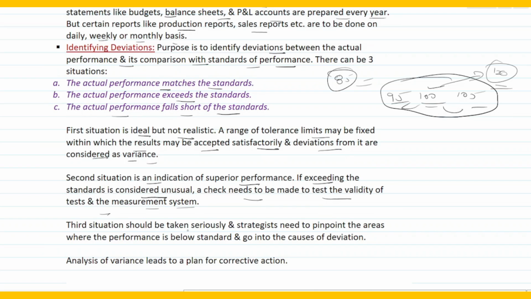Fine. Now, the third situation should be taken seriously, that is, your actual performance is short of the standards, and strategists need to pinpoint the areas where performance is below standard and go into the causes of deviation. So if it is way below the expectation, then obviously you need to look into the analysis part, and strategists need to determine as to why the performance is going way below the standard, and you have to take corrective actions for that. So analysis of variance leads to a plan for corrective action. As I've already said, if there is a lot of variance, that means if it is exceeding too much or falling below the expectations way too much, in that case there is a need for corrective action.